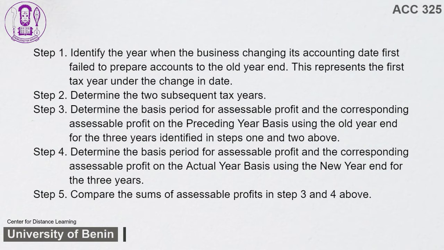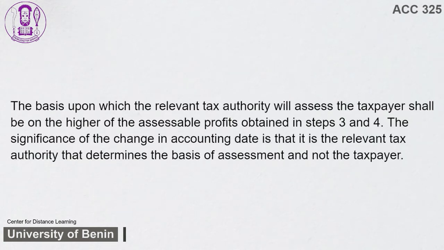Step 4. Determine the basis period for assessable profit and the corresponding assessable profit on the actual year basis using the new year end for the 3 years. Step 5. Compare the sums of assessable profits in steps 3 and 4 above. The basis upon which the relevant tax authority will assess the taxpayer shall be on the higher of the assessable profits obtained in steps 3 and 4.